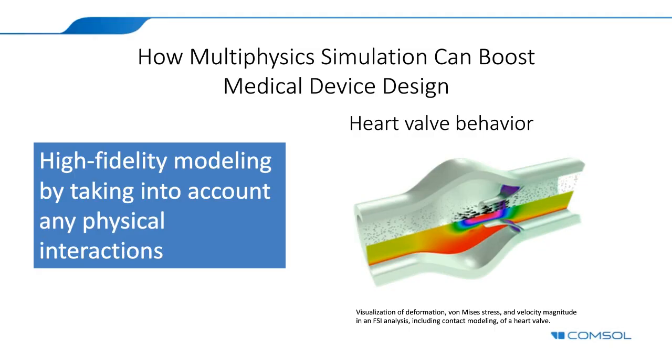And what multiphysics simulation does is allow for high fidelity modeling. But what do we mean by that? Well, it means that if there's a physical effect that you have to include, you can do it. So if you have to couple together heat transfer and fluid dynamics, you can do it. If you also have to couple EM, electromagnetics, you can do it.